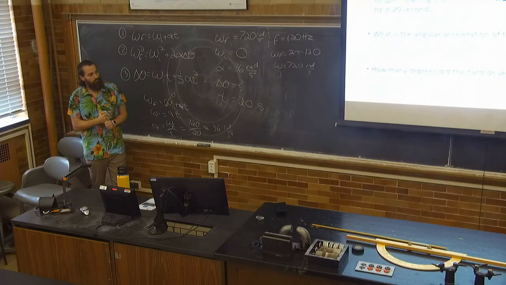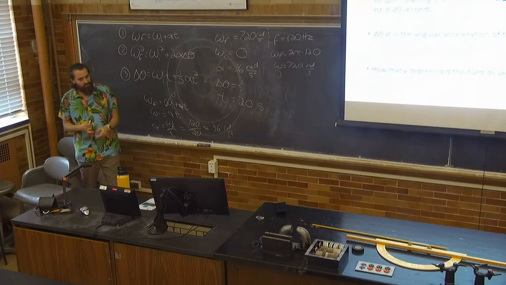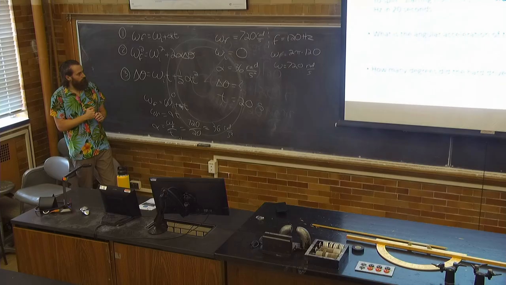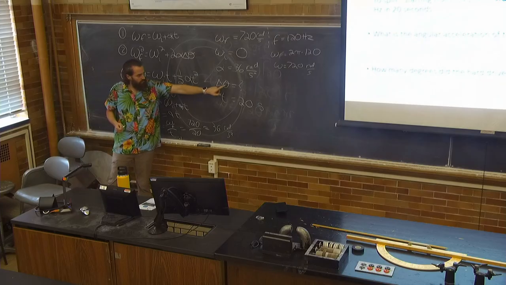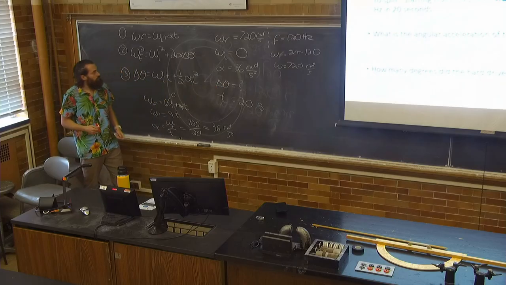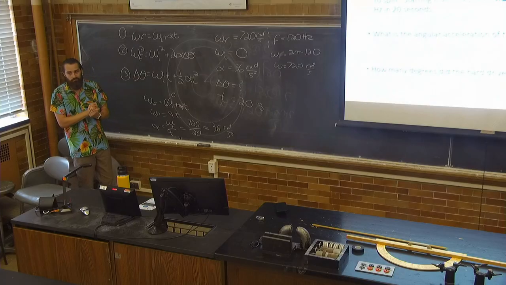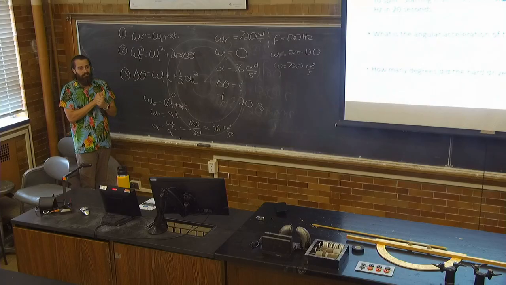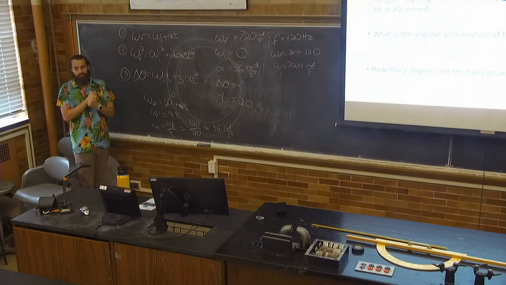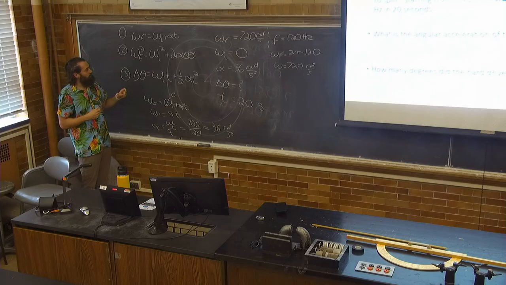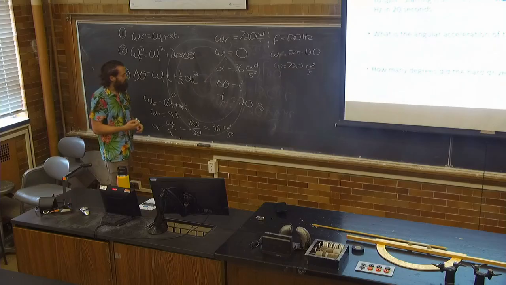And now we're on to the last question. How many degrees did the hard drive rotate through? So we want delta theta. So which equation do you guys want to use? Yeah, so we've got most people saying 3. So 3 is probably the easiest to use because the delta theta is already by itself. But you could also use the second equation if you wanted to.